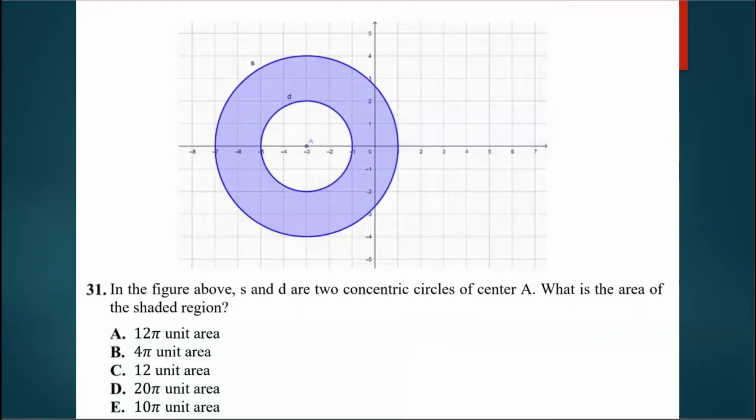In the figure above, the two circles are concentric circles with center A. What is the area of the shaded region? The area of this shaded region, the ring here, will be obtained by the area of the larger circle minus the area of the smaller circle. You only need to determine the radius of each. From here to here the radius is 4, and the radius here is only 2. So easy: pi times 4 squared, the area of the bigger circle, minus pi times 2 squared, the smaller circle. That's 16 pi minus 4 pi, or simply 12 pi.